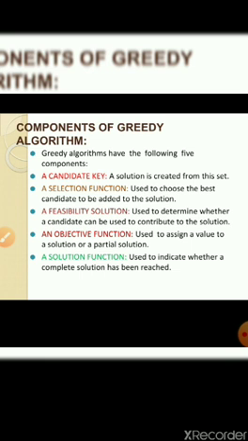A feasibility function is used to determine whether a candidate can be used to contribute to the solution. It means whether the candidate can contribute to the solution. An objective function is used to assign a value to a solution or a partial solution. It means it inserts the value to get the solution. A solution function is used to indicate whether a complete solution has been reached. It means it is used to point out whether the solution is reached completely.